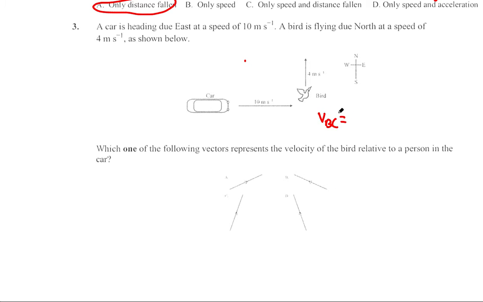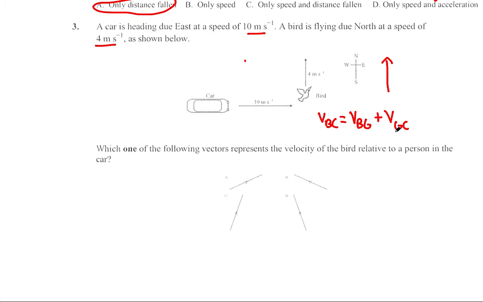If you recall, when we're talking about relative motion, we need to have a common reference frame. What's important for you to realize is that both of these velocities are relative to the ground. So what I want to know is the velocity of the bird relative to the ground, and I'm going to add that to the velocity of the ground relative to the car. We know this vector is going in the exact same direction as the bird, because that's how it's described.